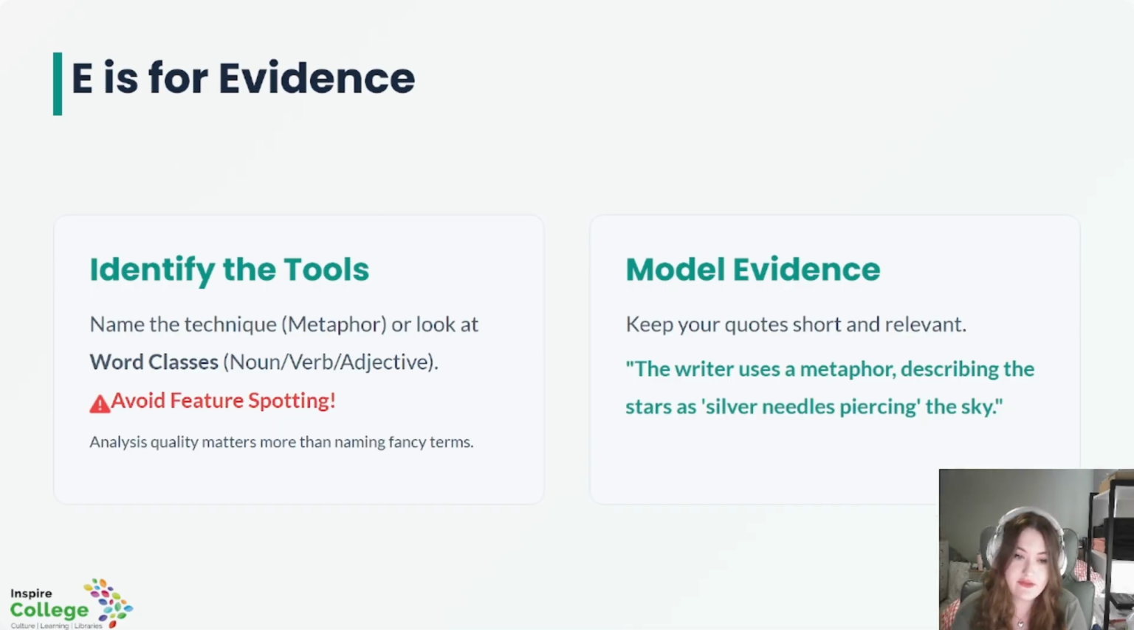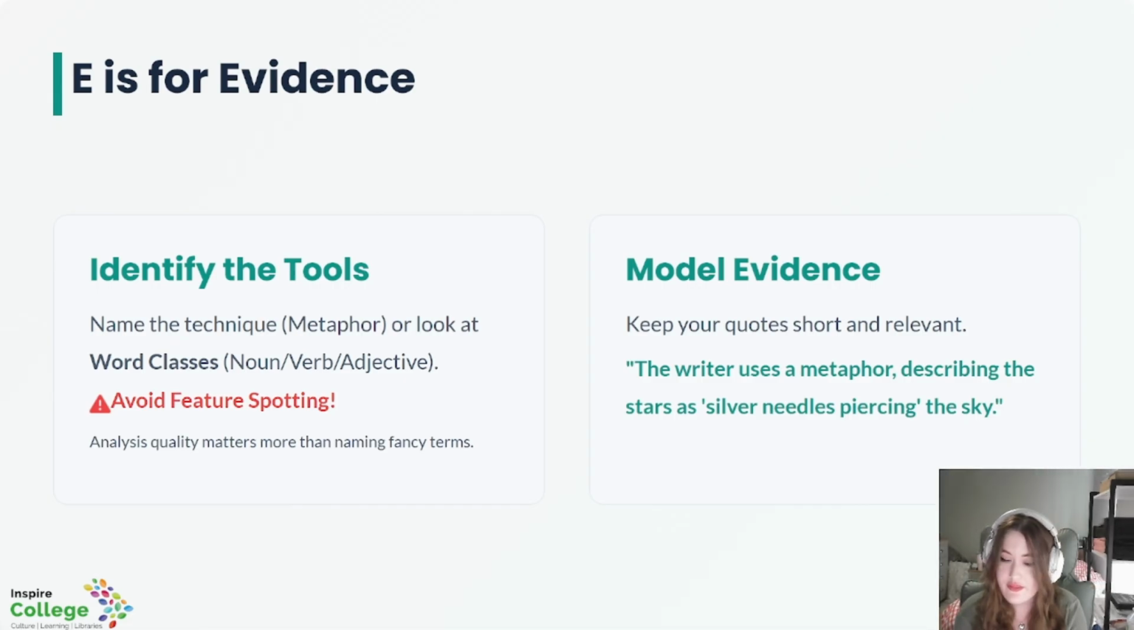When you get to the evidence, this is also the best time to name the technique or the word class. Our example quote is a metaphor. Silver needles piercing the sky. Stars aren't needles, we're saying that they are. We're saying something is something else, so we're using a metaphor. If you're not sure what the technique is, just look at the word class. Is it a noun? Is it a verb? Is it an adjective? If you're able to pick out a powerful verb, like piercing, that's often just as good as naming the technique like a metaphor.